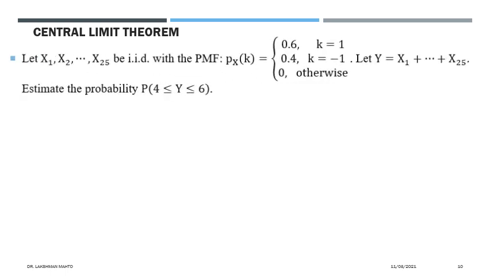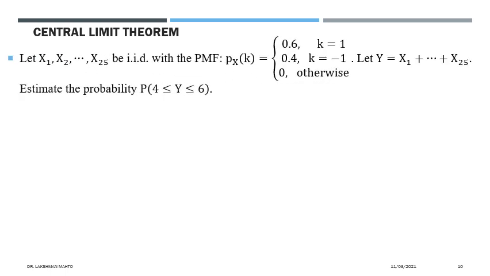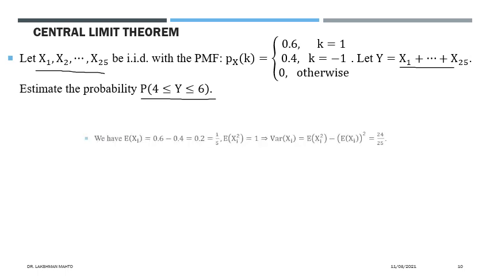I will take another example. Suppose we have a sample of size n, that means 25 observations, and each one has a probability mass function like this. Here we define the sum of these IID random variables as y. Our idea is to calculate the probability of y, whose distribution we don't know, that y falls between 4 and 6. So again we will apply the central limit theorem here.